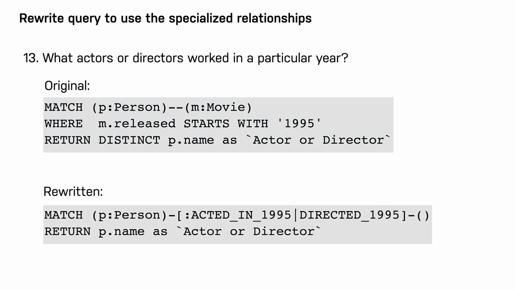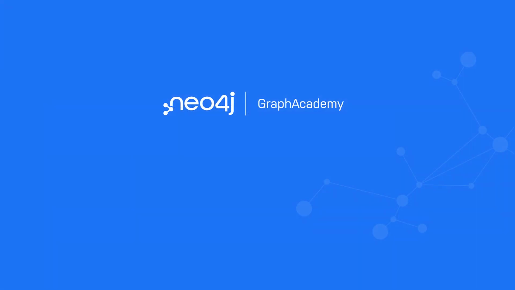In the next challenge, you will execute the code to specialize the acted-in and directed relationships. Then, in the final challenge, you will specialize the rated relationships. This completes our look at why, in some cases, you specialize relationships to improve query performance and how to use an APOC procedure to dynamically merge a relationship into the graph.